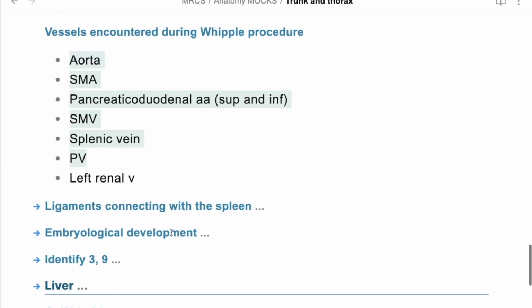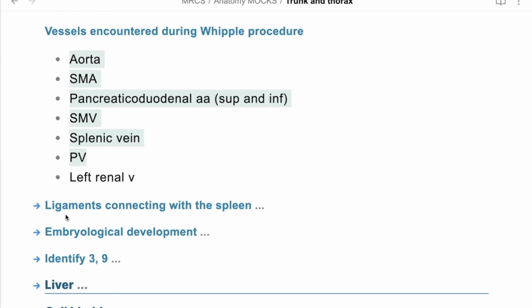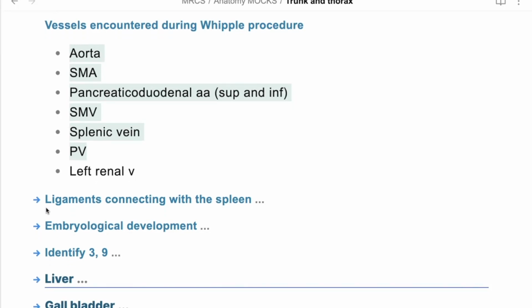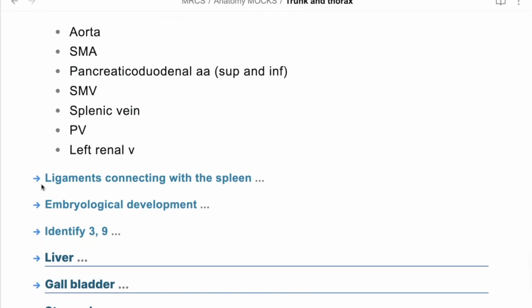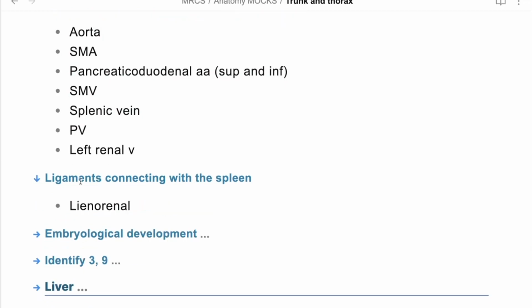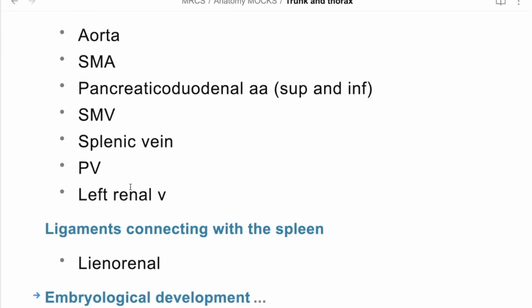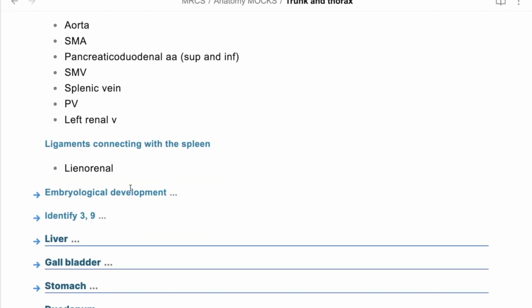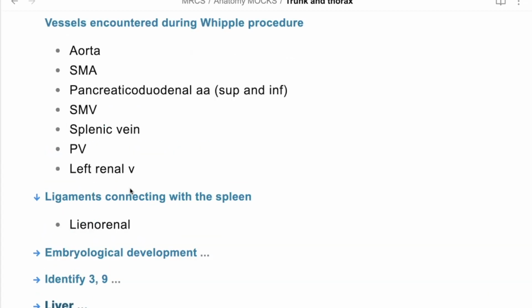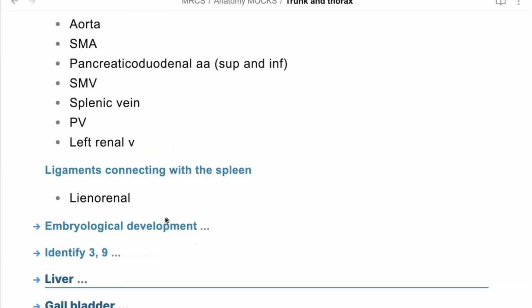Okay, can you tell me the ligaments that are connected to the spleen? Yeah, there's the lienorenal ligament, which is connecting the spleen with the kidney. And there's also another ligament with the stomach. So I think it's mainly the lienorenal ligament. I know there is something else, but I think they are looking for the lienorenal ligament here. Yeah, it's fine. The embryological development of the pancreas. Do you know anything about it?